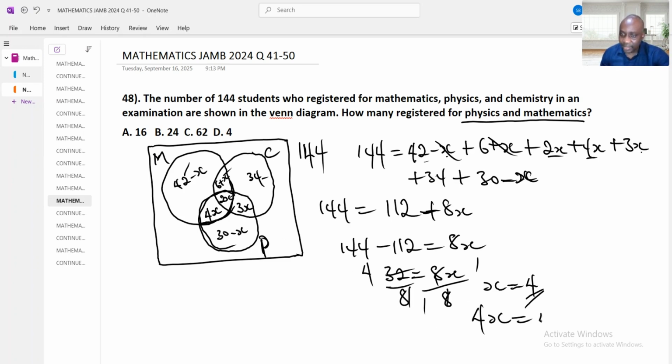What is our x? Our x we got here is 4. Multiply by 4. 4 times 4 is 16. Our final answer is 16. You have 16 there. Yes, option A. Let's move to the next question.